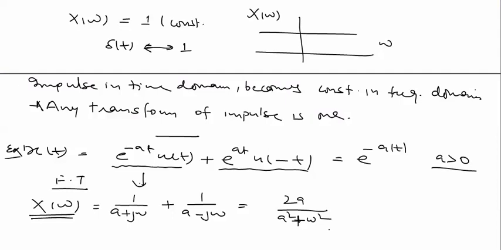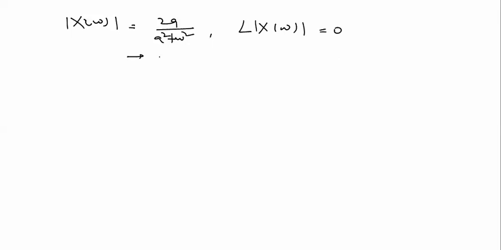Now we segregate the magnitude spectra and phase spectra. Magnitude spectra is 2a upon a square plus omega square, and phase spectra for this is 0. Magnitude spectra is an even function of omega, and phase spectra is an odd function of omega because the signal is real.